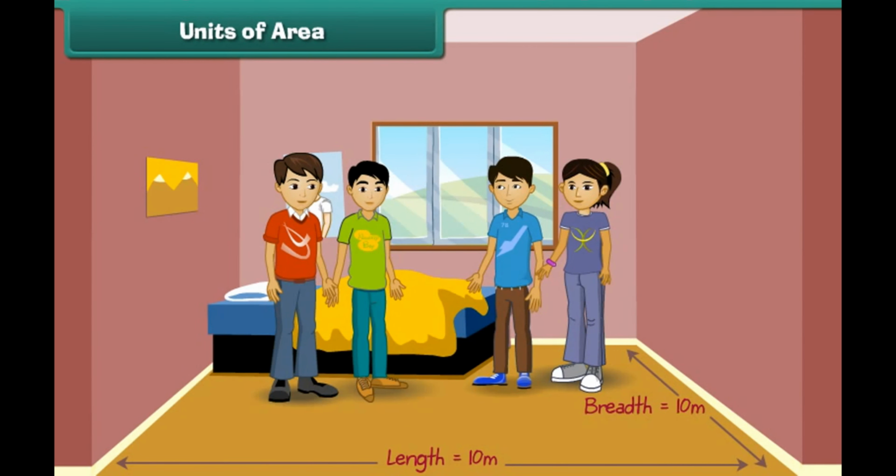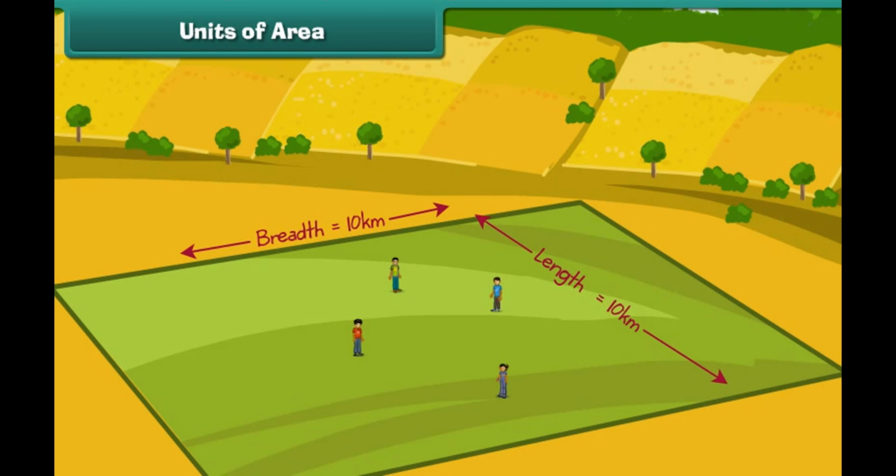How many children can stand in a square room of side 10 meters? And how many children can stand in this square playground of side 10 kilometers? It is clear that more number of children can be adjusted comfortably in the playground.